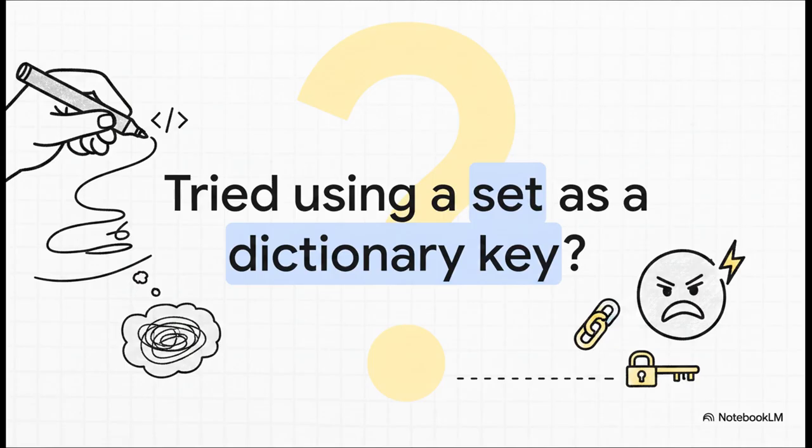Let me ask you this. You're in the zone coding away, and you decide, hey, I'll just use a regular set as a dictionary key, right? It seems logical. You hit run and, bam, you get hit with that incredibly frustrating type error, unhashable type set. It just totally breaks your script, kills your momentum, super annoying. But what if I told you Python actually has a built-in solution explicitly designed to cure this exact headache?